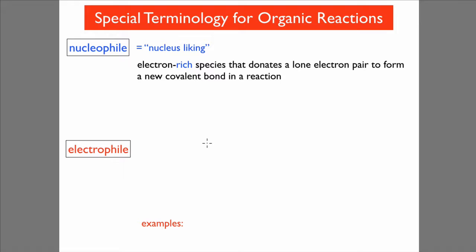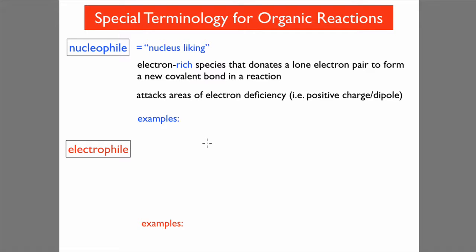First of all, we have nucleophiles, which means nucleus liking. These are electron-rich species that donate a lone electron pair to form a new covalent bond in a reaction. They attack areas of electron deficiency, or in other words, positive charges or dipoles. Some examples would be the hydroxide ion, the chloride ion, ammonia, and the cyanide ion. You notice all of these have lone pairs, and some of them are negatively charged.